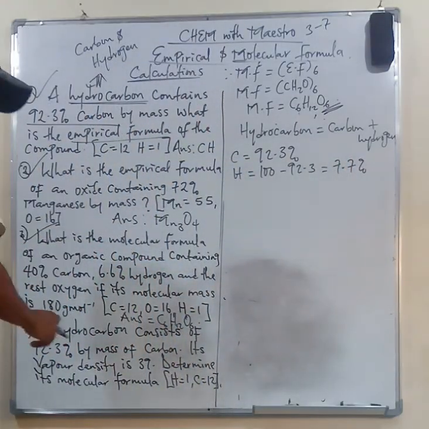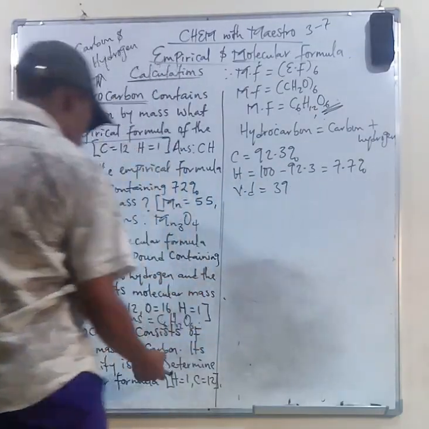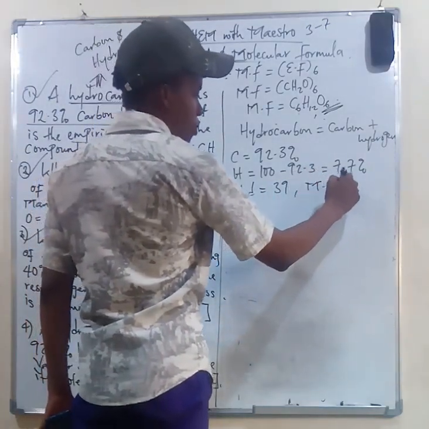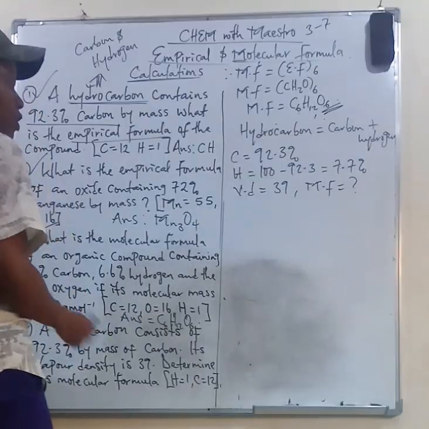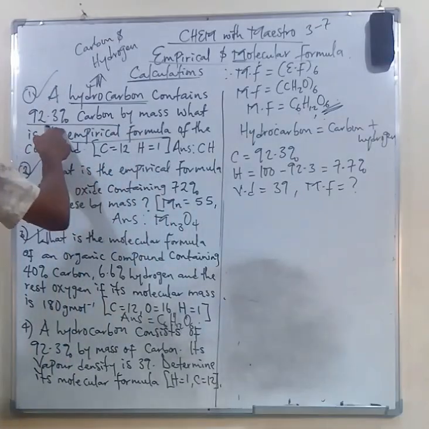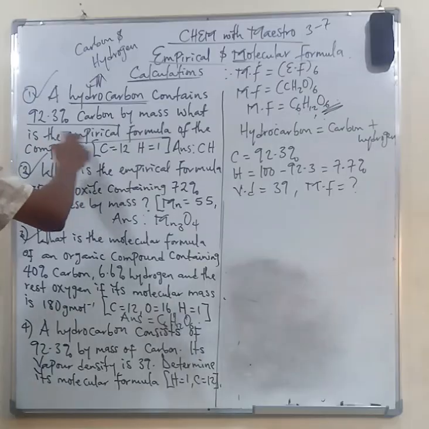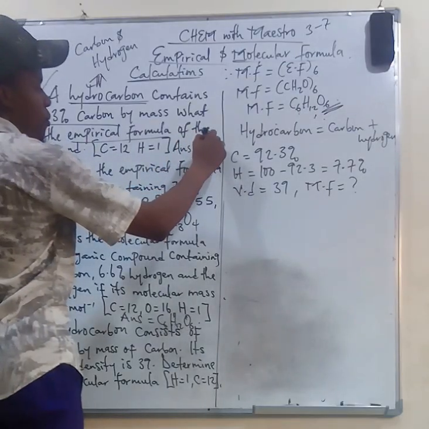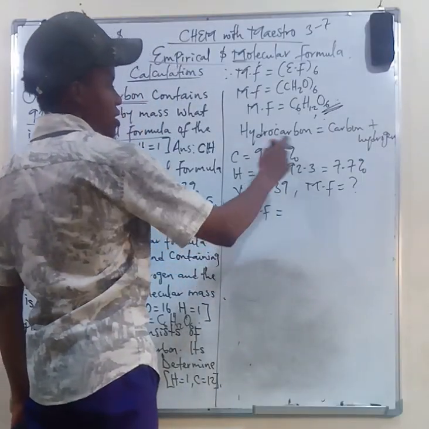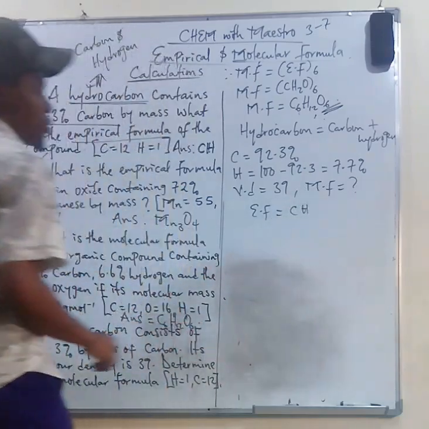Then we're given vapor density is 39. What did they ask us to find? Determine its molecular formula. Now quickly, let's find the empirical formula. You know we have solved this before. If you go back to question 1, it's very similar, 92.3% carbon by mass. So already our empirical formula is CH. Now let us calculate the molecular formula.